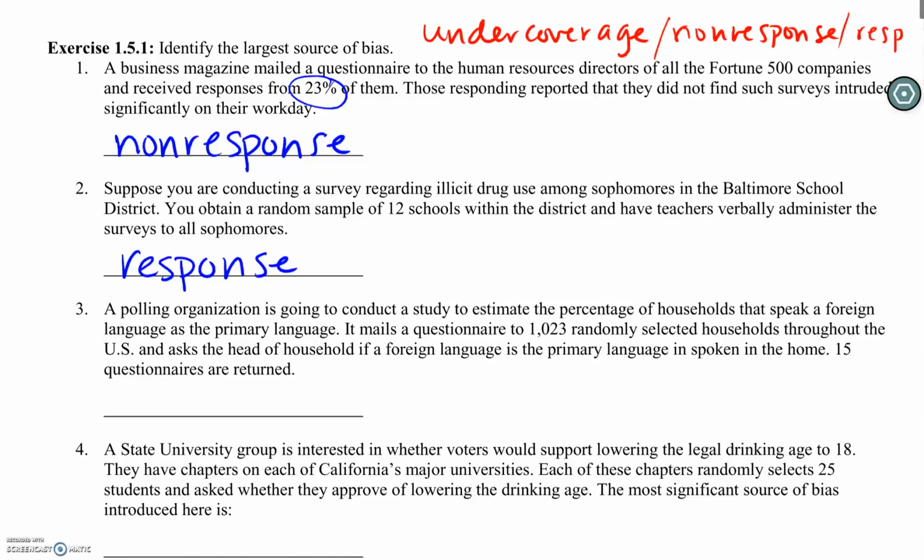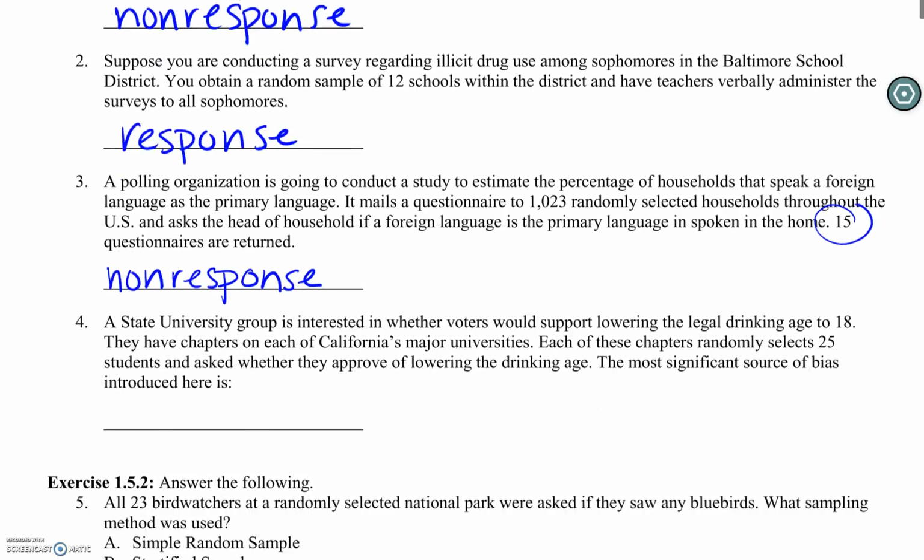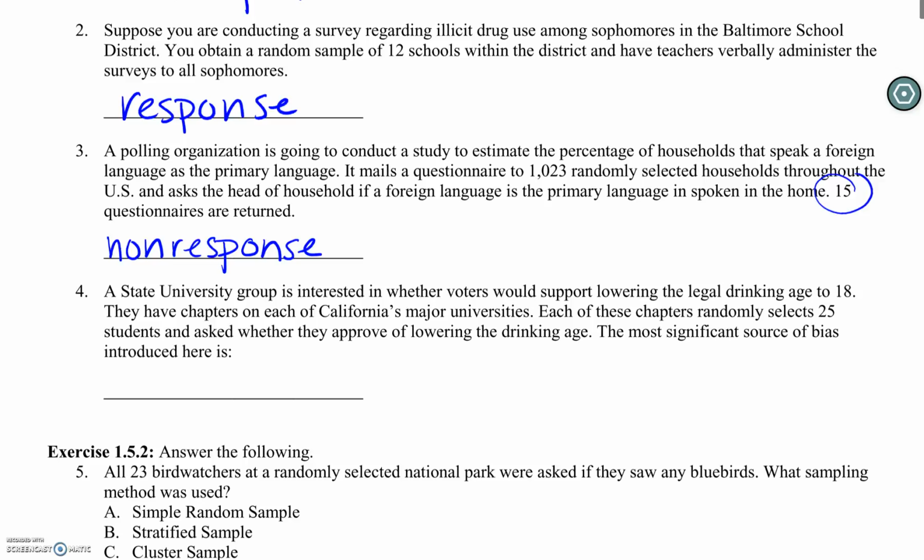Our polling organization mails questionnaires to 1,000 households and 15 questionnaires are returned. So again, we're given some sort of number telling us that we have non-response. I realize, again, mailing a questionnaire in English and asking if English is the primary language is silly, but that's not the biggest issue. The biggest issue is, holy crap, we have less than 2% of people responding to said survey.